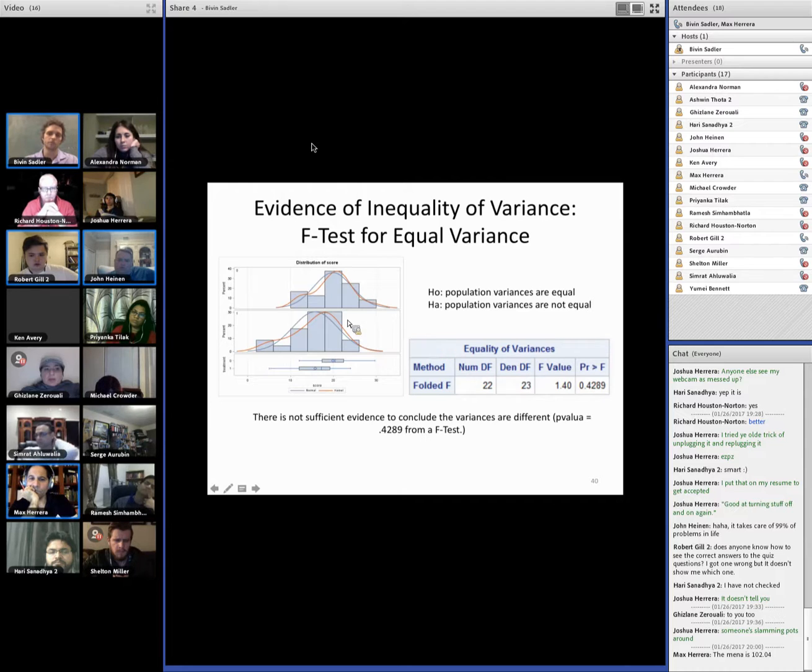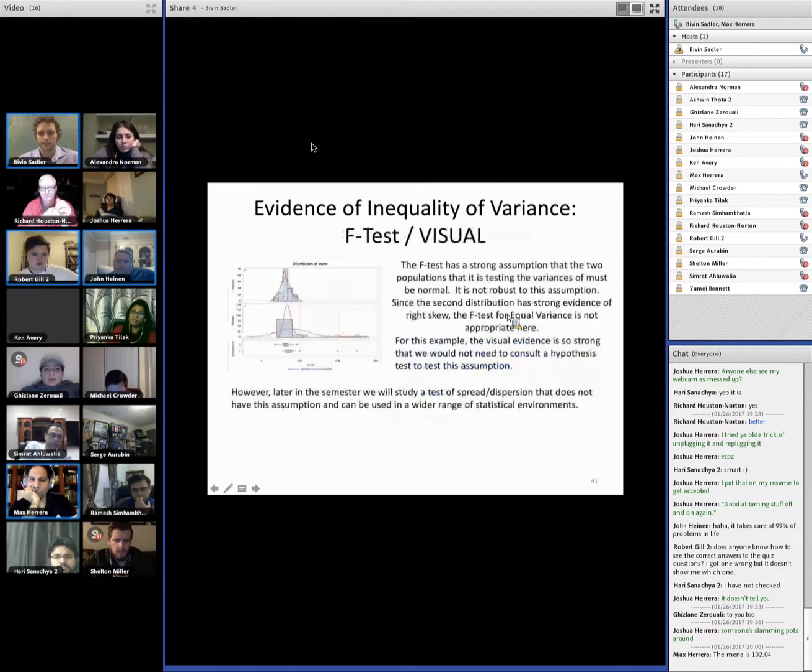So for this one, there's not a lot of evidence against normality, so run it. Oh, there's my 0.4289. So there's where it came from. So I just need to fix that one on the last screen. But here, both failed to reject. There's not enough evidence to say they're not equal, so proceed as if they are.